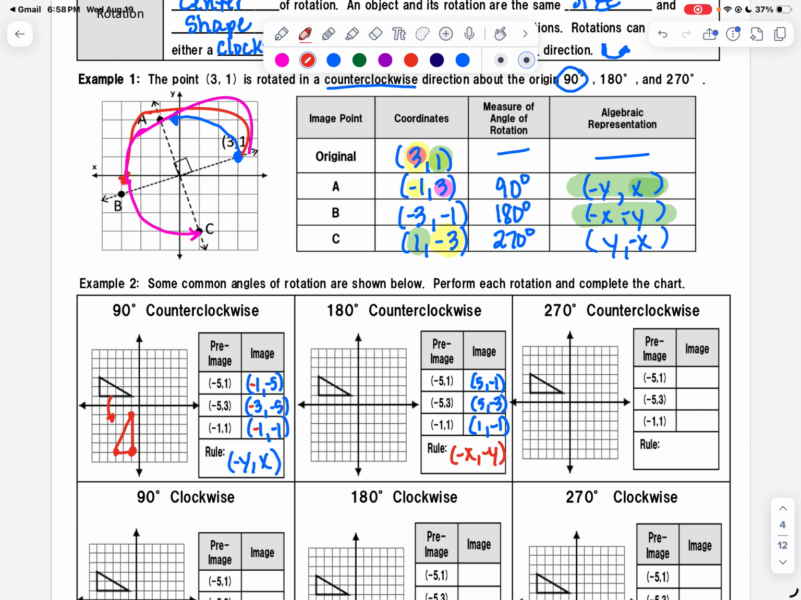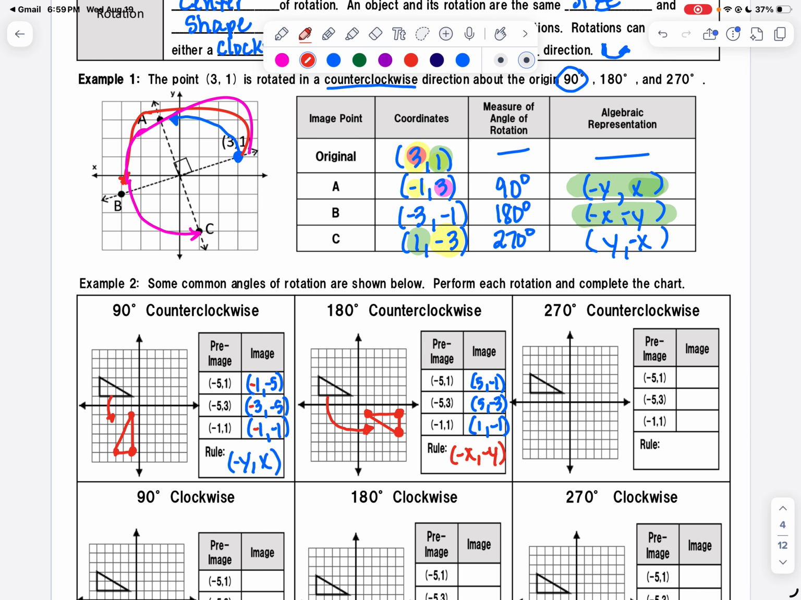Now, 180-degree counterclockwise would mean we're going to move 2 quadrants, 1, 2, to the left. All right, so let's draw in our shape and see if that's what happens. 5, -1. 1, 2, 3, 4, 5, -1. 5, -3. And 1, -1. So here's our shape. And notice that's exactly what happened. We turned once, and then we turned one more time to get us a 180-degree counterclockwise.